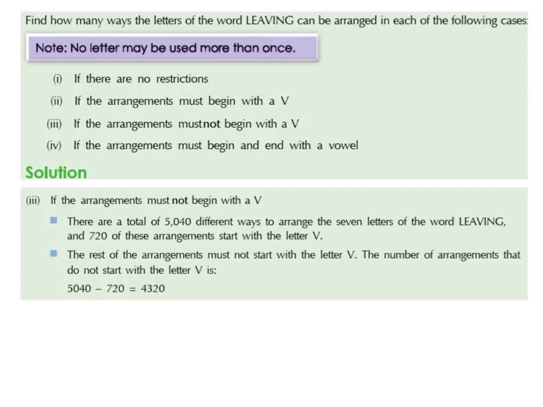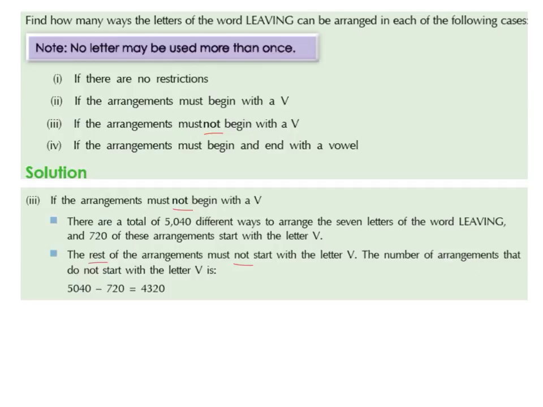So, how many ways can we arrange the word leaving if the arrangements must not begin with a V? There are a total of 5,040 different ways to arrange the 7 letters of the word leaving, and 720 of these arrangements start with the letter V. So basically that's the answer to part 1, that's the answer to part 2. The rest of the arrangements must not start with the letter V.